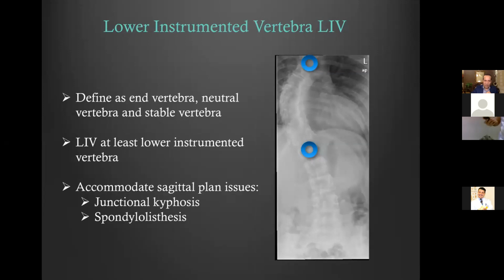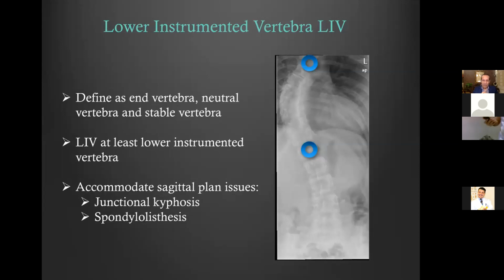The lower instrumented vertebra is the lower vertebra where you start your instrumentation. As we discussed, it could be the end vertebra, the neutral vertebra, or the stable vertebra. Usually, if the end vertebra and the neutral vertebra are the same vertebra, this is a very successful vertebra to start. But if it is the neutral vertebra, one vertebra over the stable vertebra is also excellent.